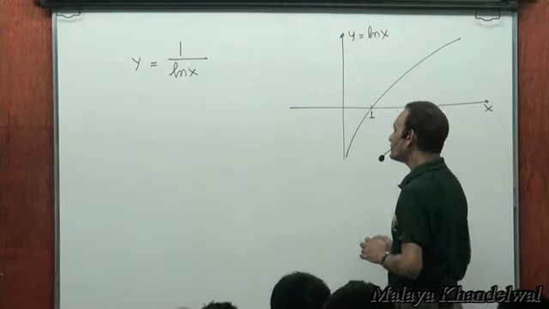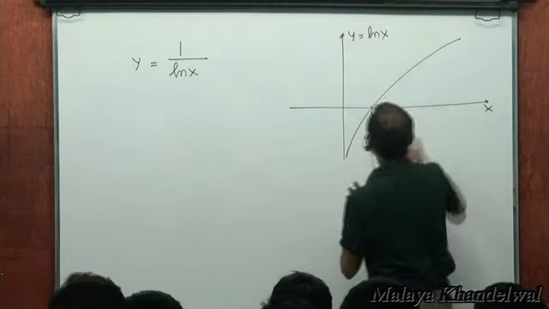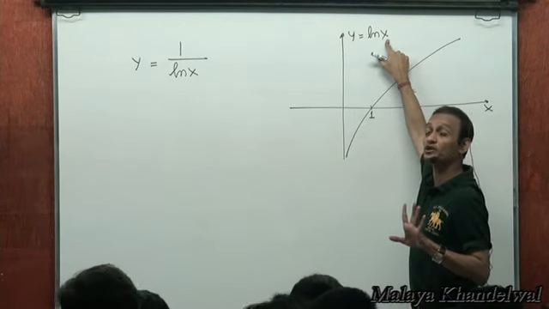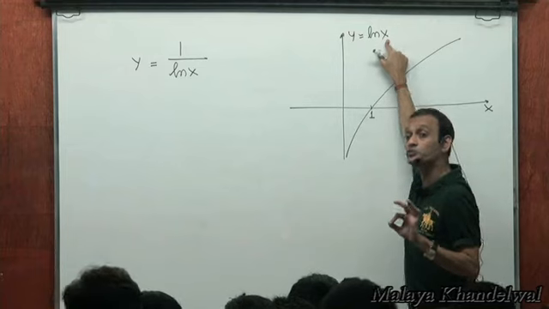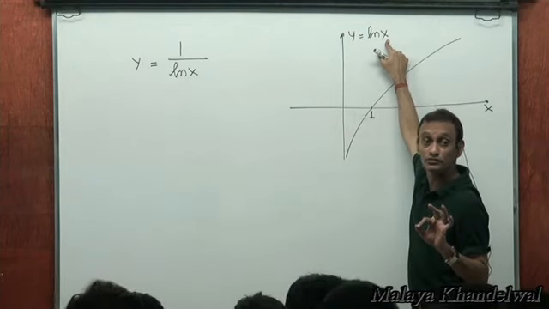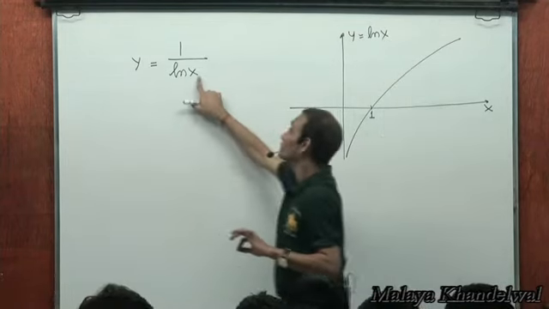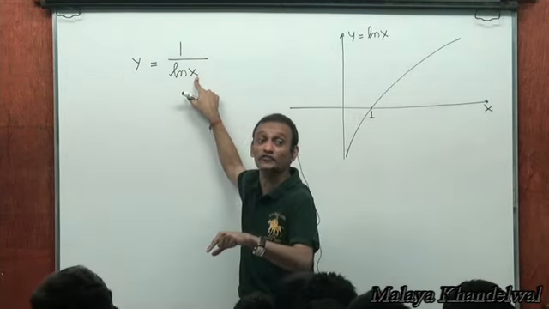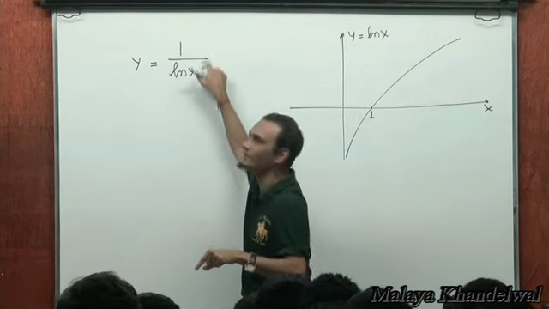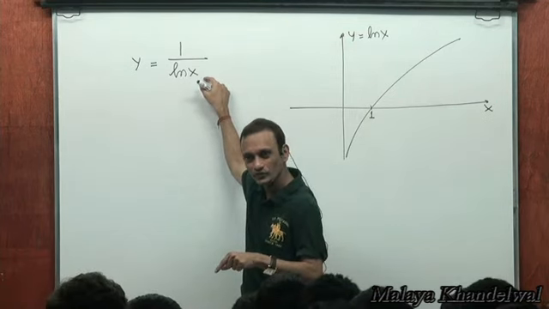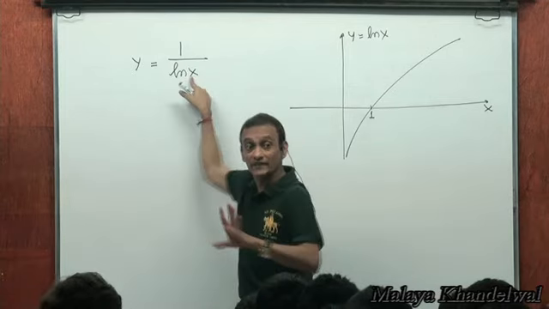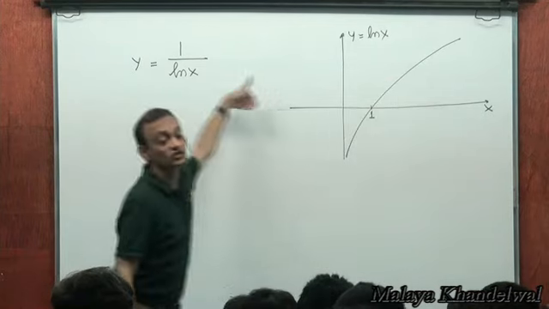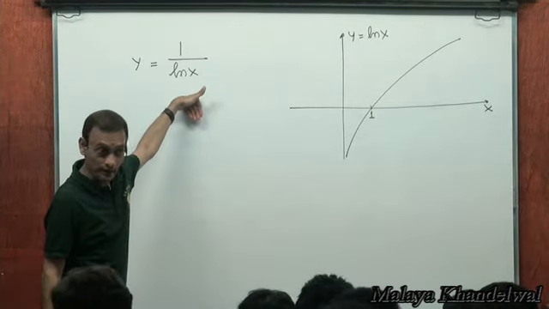First of all, the domain of ln x is x belongs to positive real numbers. But for this function, it is positive real numbers to the exclusion of x equal to 1, because at x equal to 1, this will become undefined. Yes or no? So this and this differ in their domains. This includes x equal to 1, this excludes x equal to 1, right?